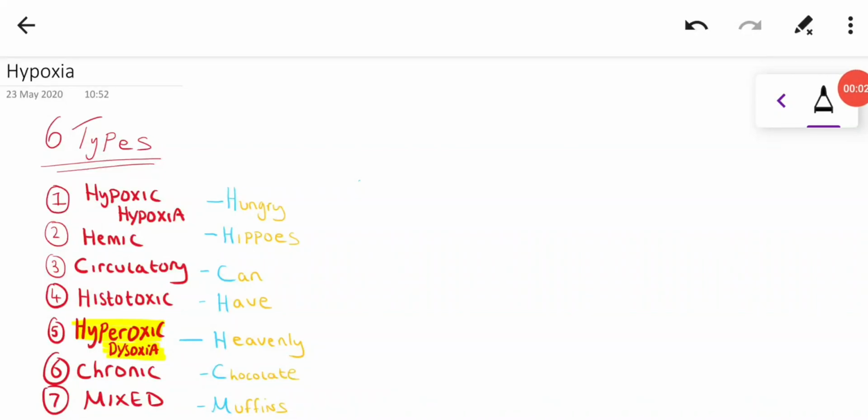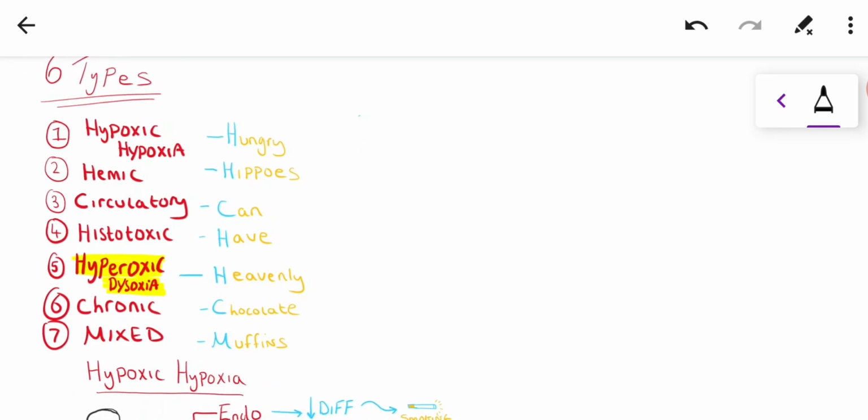Okay, so I'm going to be going through hypoxia. Now hypoxia is probably one of the biggest topics in first semester just because it's a huge topic. It has many different categories of hypoxia. We're going to go through each one, try and break it down.